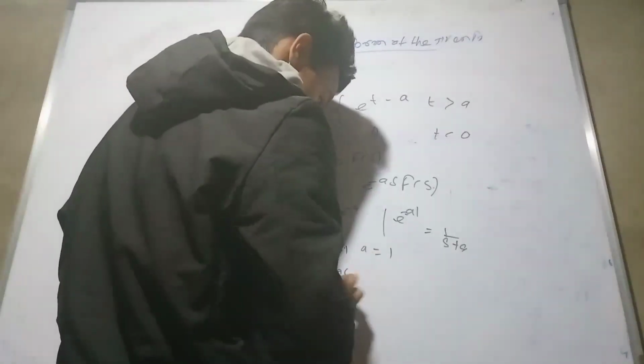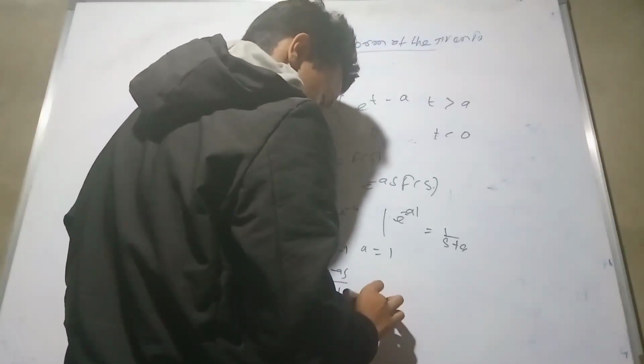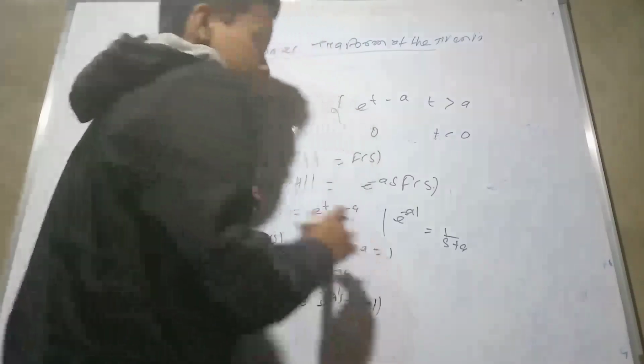So e^(-s) times F(s), here e^(-s) times 1 upon s minus 1. That is our change of scale property. We can easily find it.